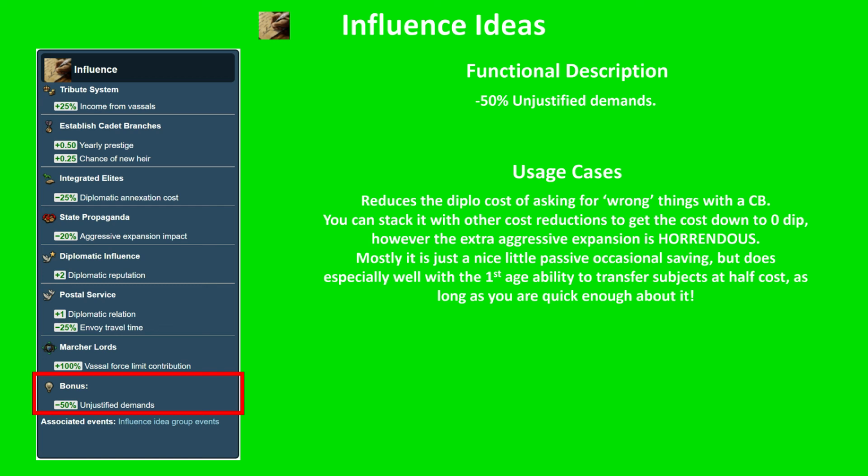So mostly it's just a nice little passive occasional saving if you want to knock out an extra province or two to potentially use as a future vassal. It does, however, bear merit to mention that it works especially well with the first age ability bonus to transfer subjects at half cost, as long as you're quick enough with finishing this idea group to use it before the first age ends.